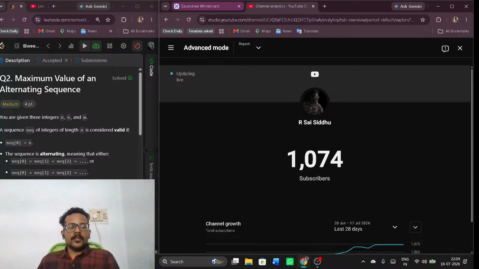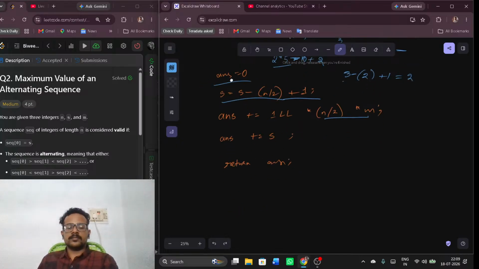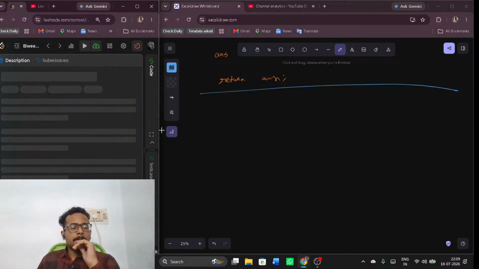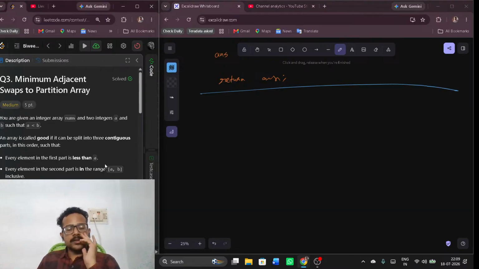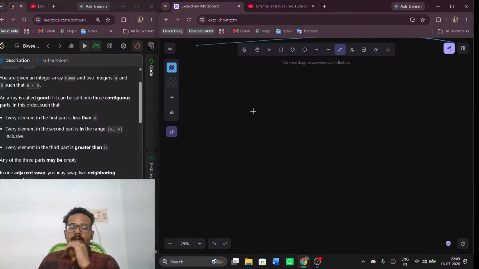So I think we can go to the third problem. This was quite an easy one. We just need to make all of these less than A, all of these in the range A comma B inclusive, and this should be greater than B.